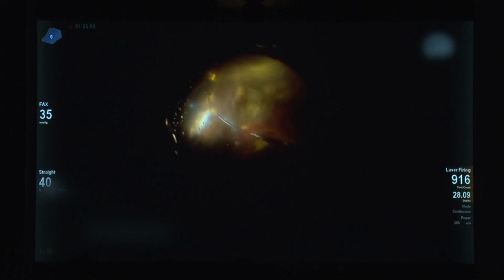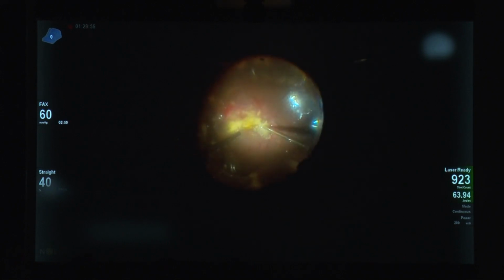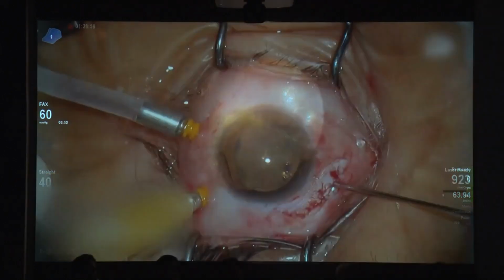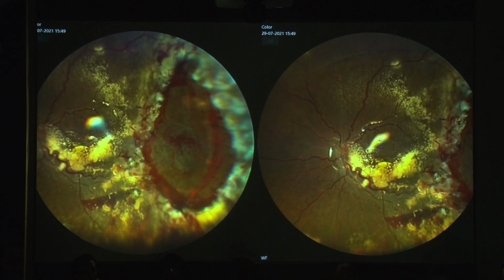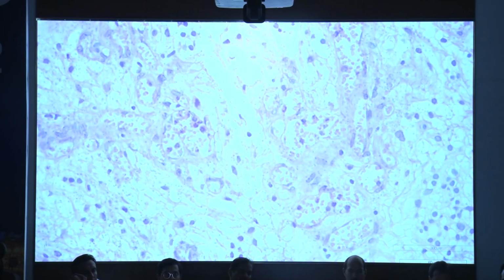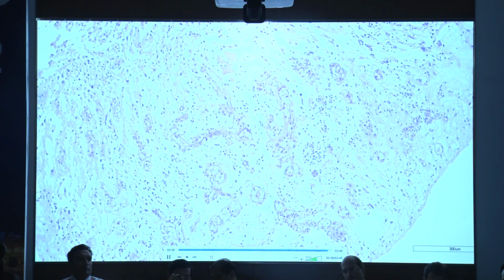Endolaser was done around the retinectomy site. Fluid air exchange was done and the retina settled well. Air silicone oil exchange was done. Post-operatively at 1 week, the retina was attached with laser marks as seen and silicone oil in situ. Histopathology showed mononuclear round cells with proliferating blood vessels in a fibrillary and collagenous background suggestive of retinal capillary hemangioma.